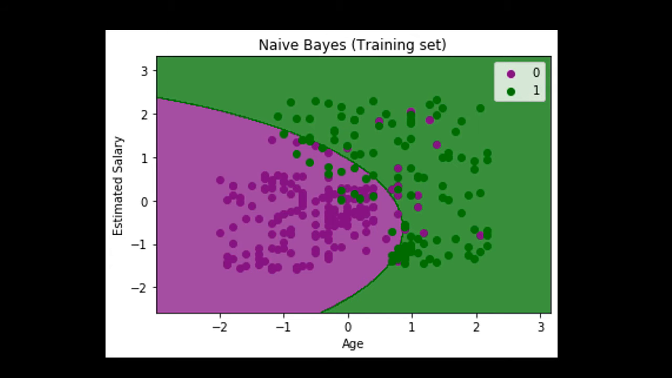Naive Bayes classifier is one of the simplest and most effective classification algorithms, which helps in building fast machine learning models that can make quick predictions. That means it's a probabilistic classifier, which means it predicts on the basis of the probability of an object.